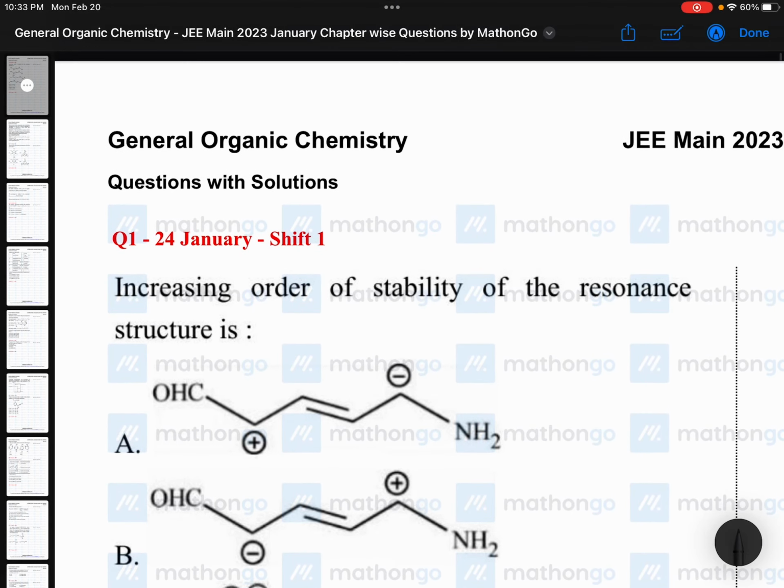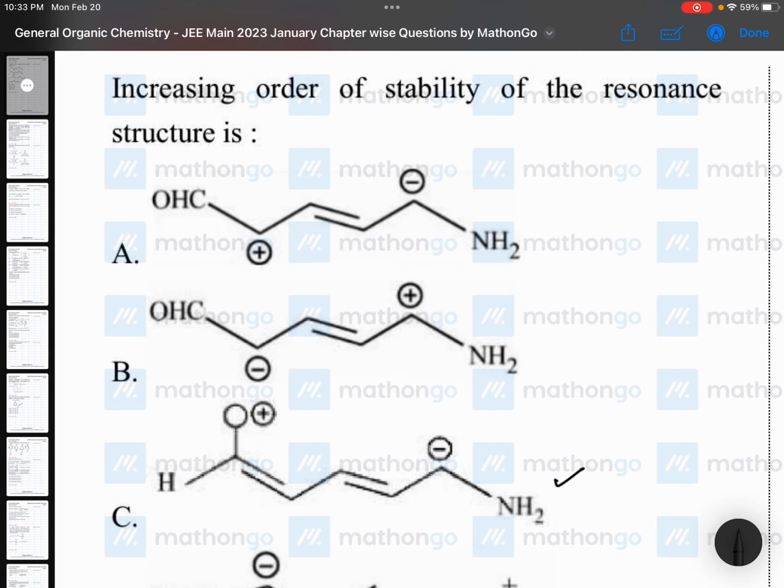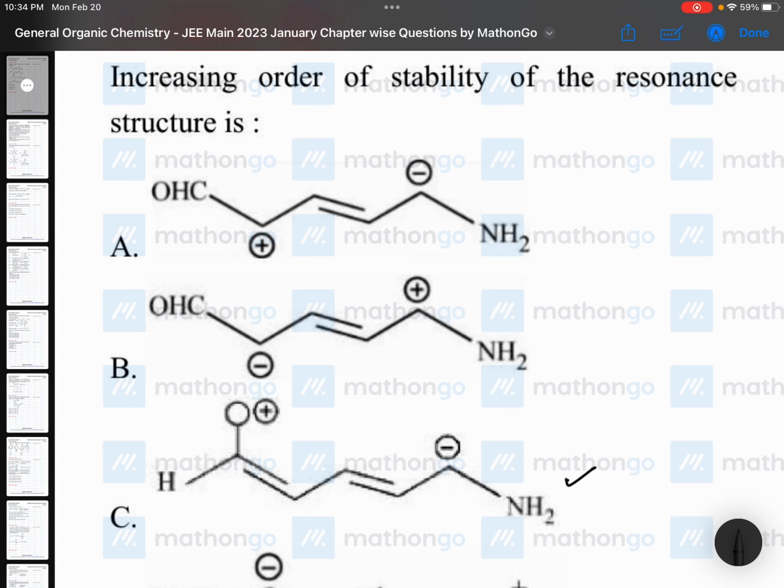General Organic Chemistry JEE Main 2023 questions we'll see now. Increasing order of stability of the resonance structures. Resonance structure stability depends on so many factors. One of the most important factors is octet configuration, then more electronegative atoms with a negative charge, less electronegative atoms with a positive charge. Two similar charges should not be side by side.